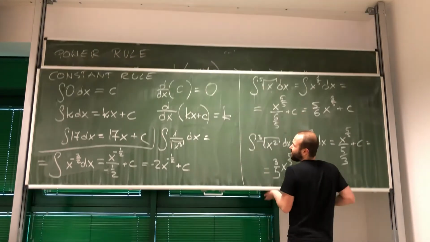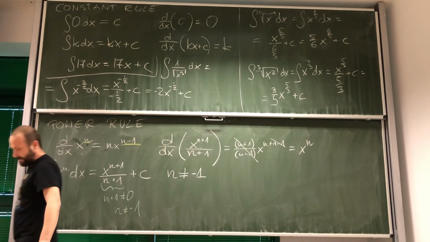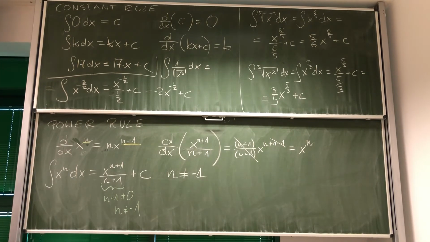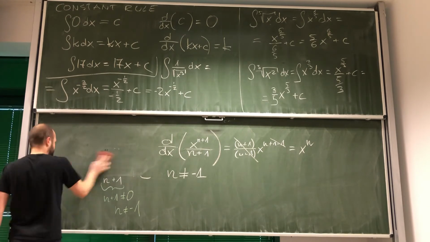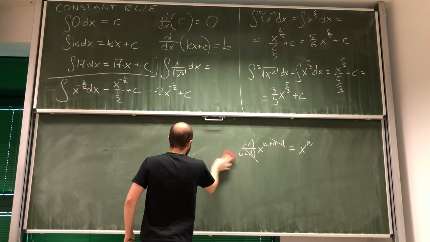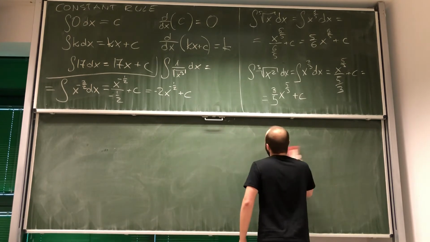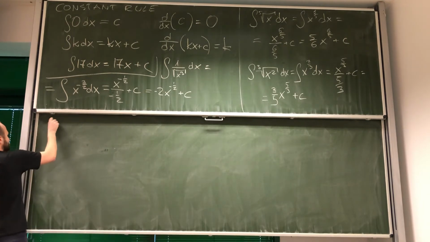Okay. So, now that we've got the power rule down, we can move to the next rule. The next rule is the exponential rule, but of course here we will have a couple of them. So let's call them exponential rules.